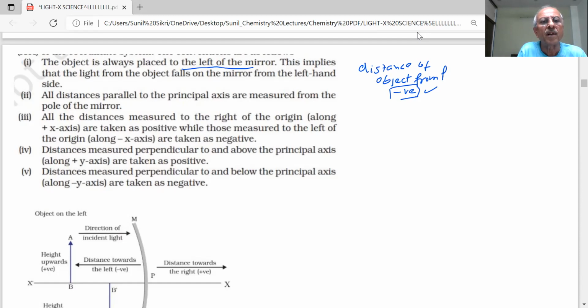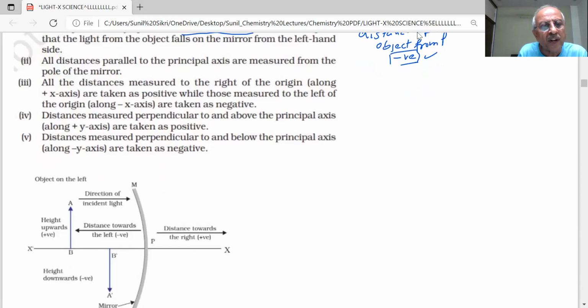First point. Because the object is always placed to the left. This is my mirror, student. The object is placed to the left. So if I move like this from the pole, then this value will be negative. Second, all distances parallel to the principal axis are measured from the pole of the mirror. This is my pole of the mirror. So those parallel to the principal axis will be measured from where? Pole. So every measurement has to be done from this point, the pole, which I am showing.